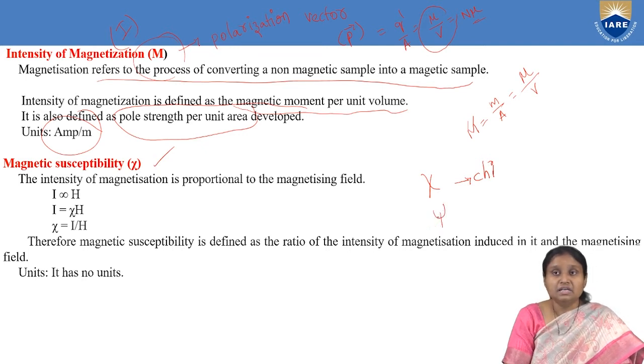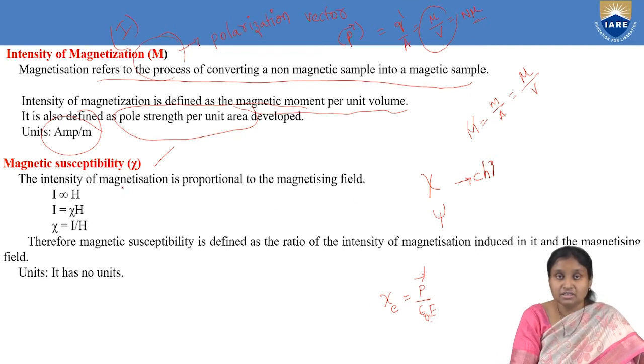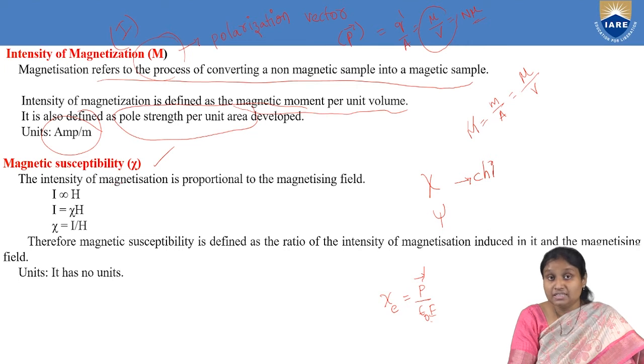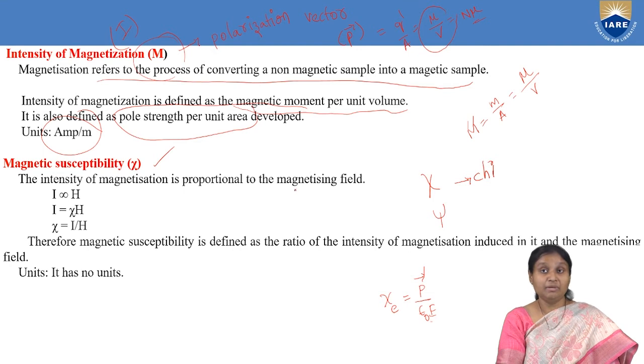So this symbol, it is psi, which represents wave function, whereas this chi represents susceptibility. It can be magnetic susceptibility or electric susceptibility. In case of dielectric materials, electric susceptibility is defined as the ratio of polarization vector to the electric field applied. When we talk about magnetic susceptibility chi, what we are saying here is that the extent to which a material gets magnetized depends upon the strength of the externally applied magnetic field.